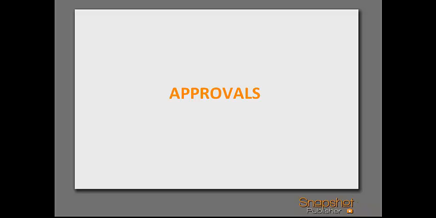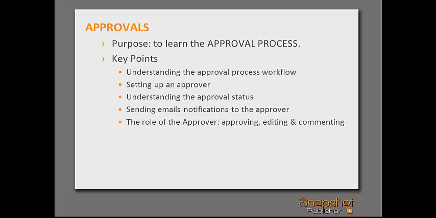This covers approvals in Snapshot Publisher. The purpose is to learn the approval process. The key points covered include understanding the approval process workflow, setting up an approver, understanding the approval status of different posts, sending email notifications to the approver, and the role of the approver, how they go about approving, editing, and making comments on posts. Let's take a look.